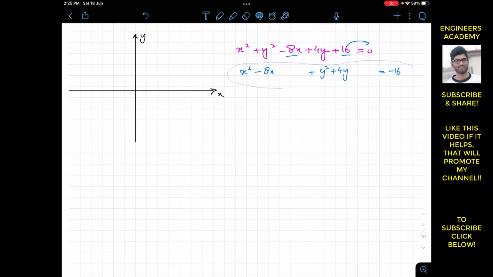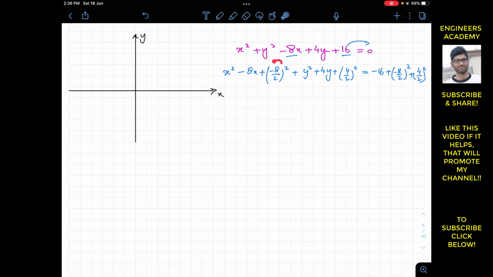Now to complete the squares, again we need to add the coefficient of x divided by 2 square, so that will be minus 8 divided by 2 square. And similarly we need to add this constant on the other side of equation as well, so we will write plus minus 8 divided by 2 square. And similarly we need to add plus 4 divided by 2 square, and similarly we need to add it on the right hand side, so that is 4 divided by 2 square.